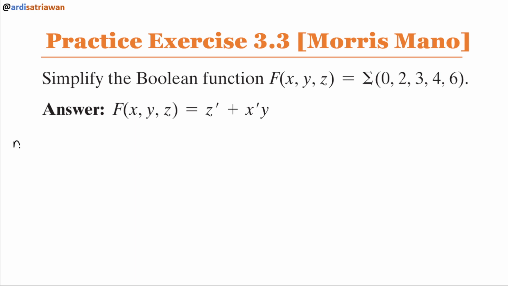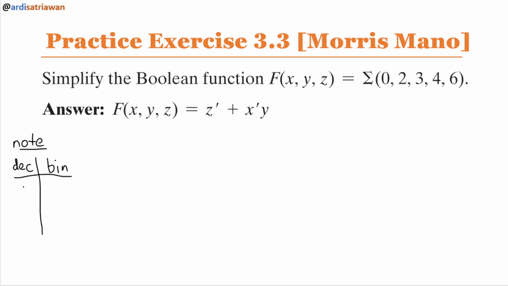Let's take a note here that we can convert the indices of the minterms to binary. Because we have 3 variables, we need to convert them into 3-bit binary. To be more formal, let's write it like this: decimal and then binary.